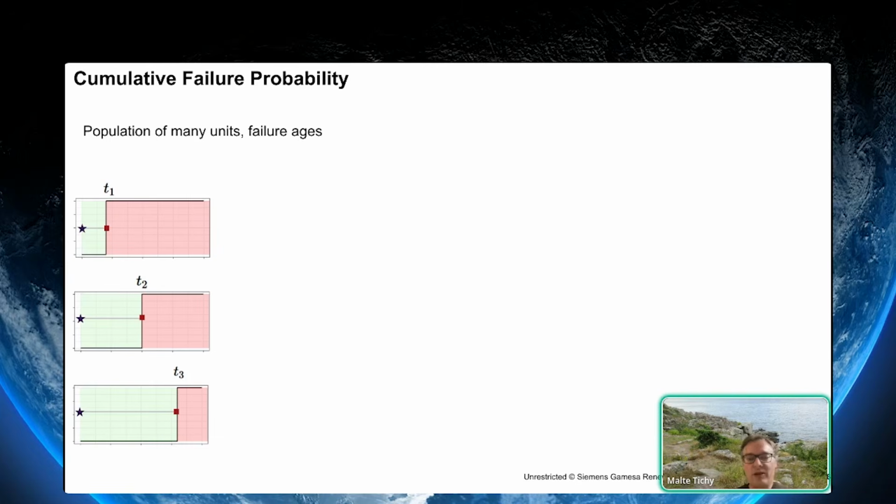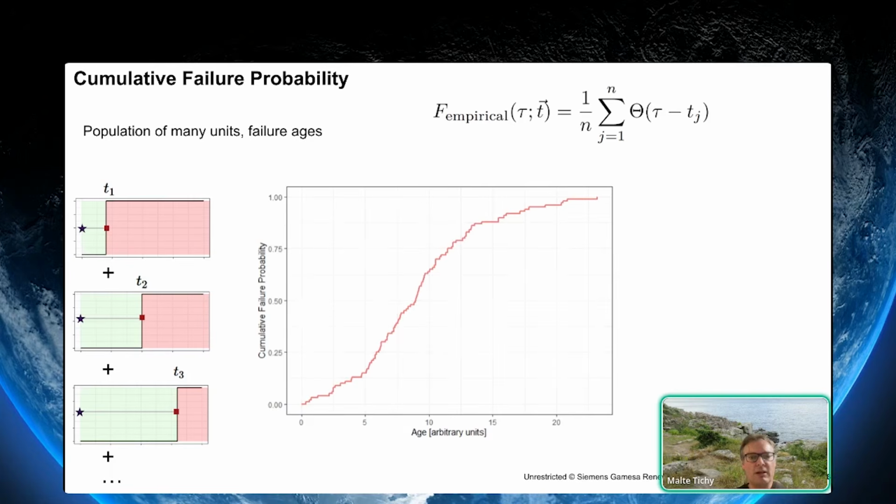And in full analogy for the second unit and the third unit, we have a step function that jumps from 0 at that failure time up to 1. We can now sum up all these different step functions and get the empirical cumulative failure probability of a certain population, which I've written here as a sum of the step functions, or theta functions. And if you do that, you get a picture like this one, where you have the cumulative failure probability as a function of age, and you can read off many different interesting properties.